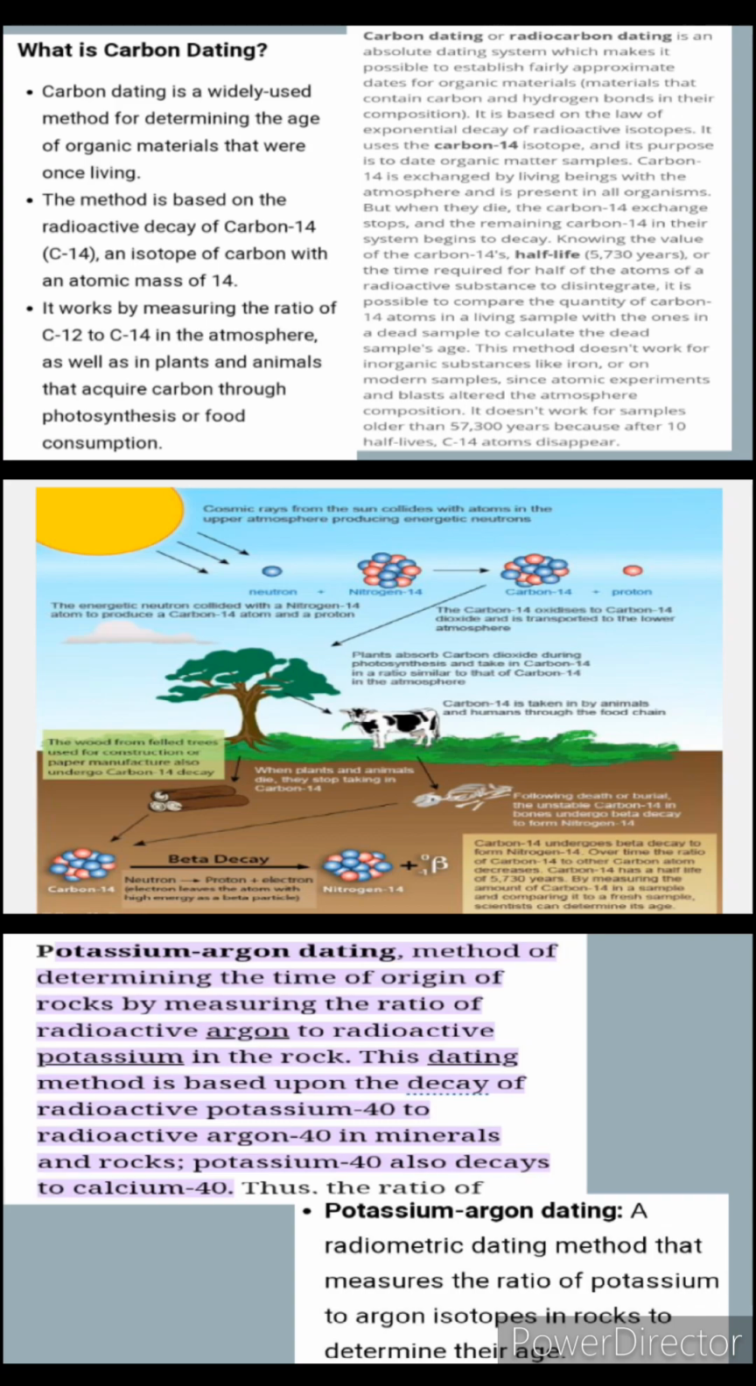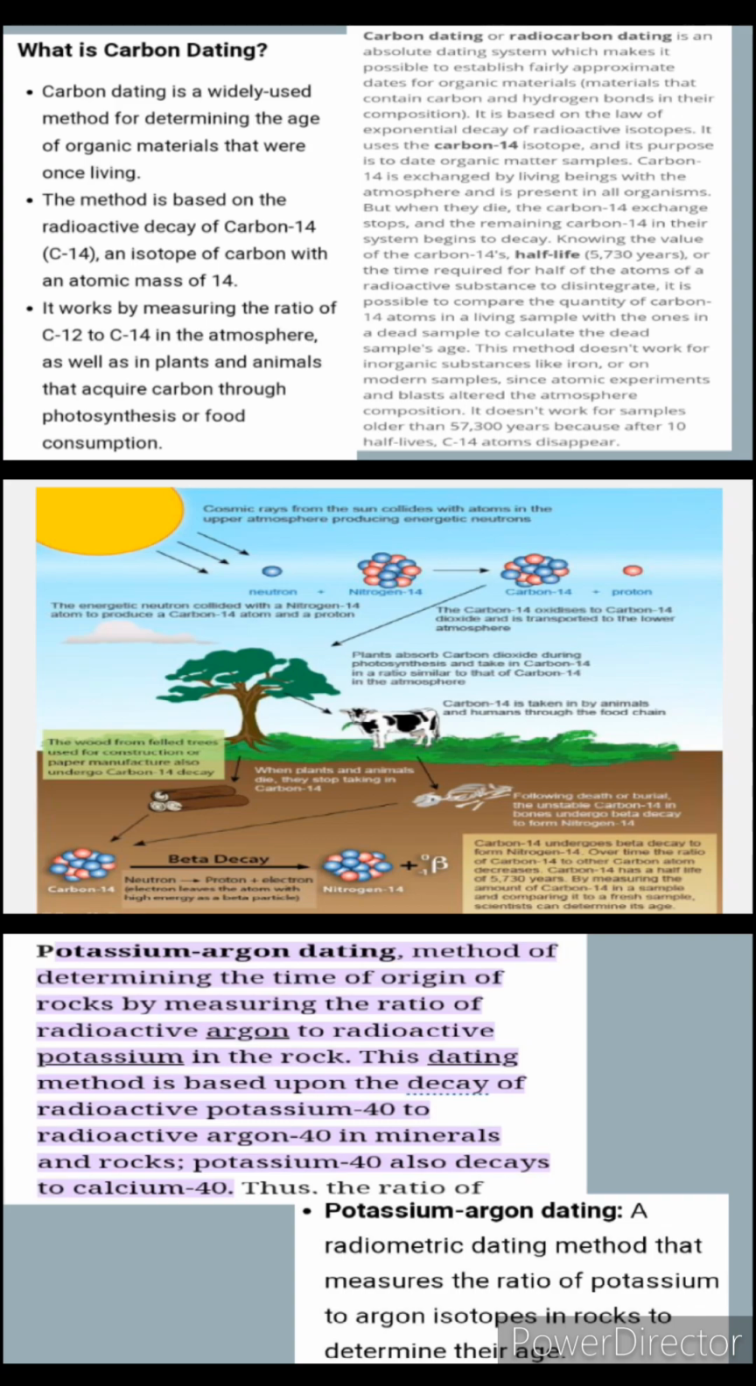So carbon dating is a widely used method to determine the age of organic material through C14 and C12 measurement. That video covers the whole process of carbon dating: how nitrogen and carbon dioxide come in and how it works, beta decay, half-life, what half-life is, and what radioactive decay is.